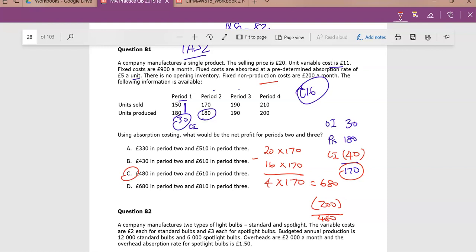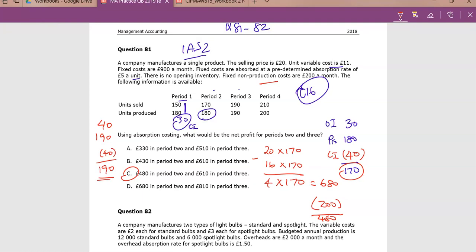Now, in period 3, I will have opening inventory of 40. You make 190. And if you sold 190, it means again you have closing inventory of 40. So your cost of sales in effect is 190. You do exactly the same thing. You'll arrive at 610. So you can practice that.